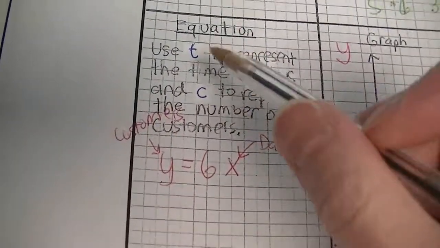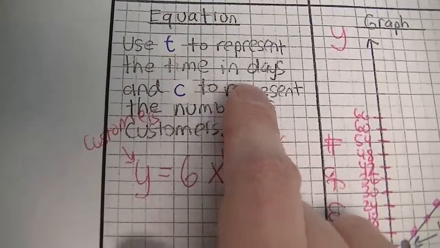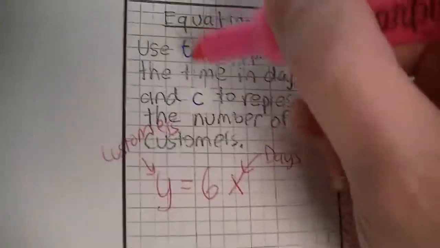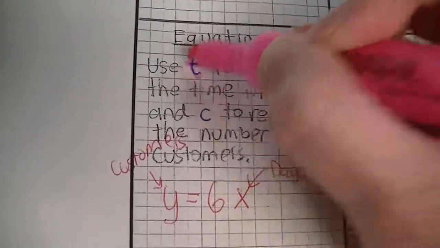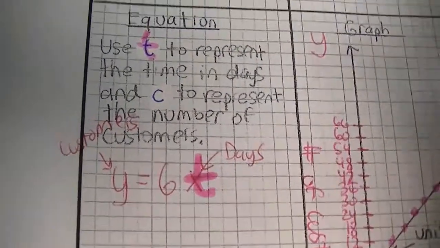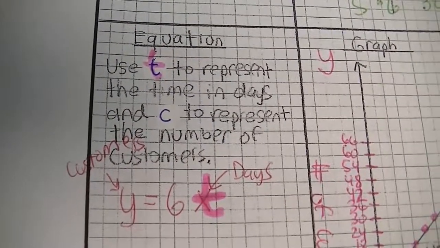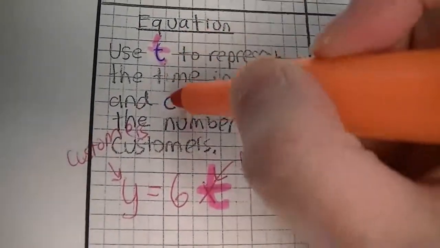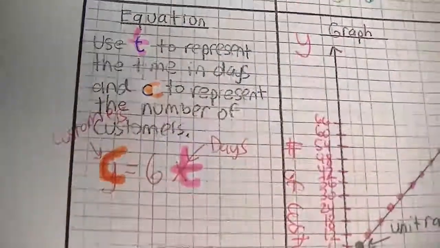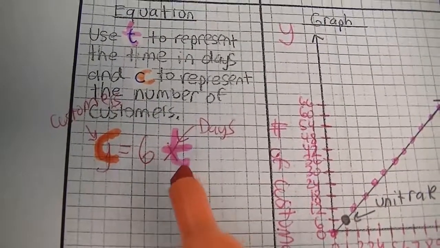All right, now let's go back and read their little bossiness up here. What do they want us to do? Use t to represent the time in days, and oh, instead of x, they wanted a t. Okay, and then the next part, they want us to use c to represent the number of customers. So instead of the y, we're going to put a c. Okay, so there's the equation. Number of customers is equal to 6 times the number of days. Okay, or you can write 6t equals c.